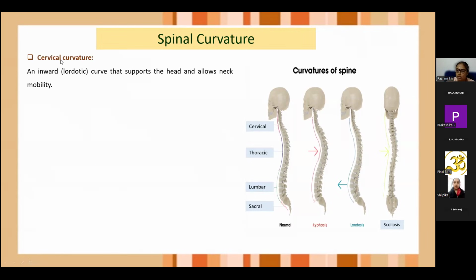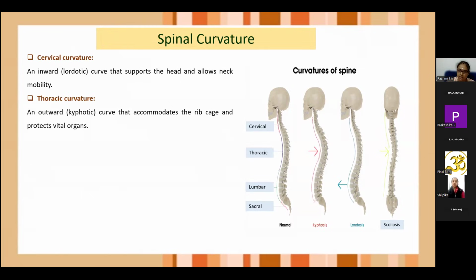So the first one is cervical curvature. Here there is an inward curve that will support the head and allow the neck to move freely. Then you have thoracic curvature, the outward curve that accommodates the rib cage and protects the vital organs. Since it is outward curved, the movement of the muscle along with the bone enhances the lungs' movement also.